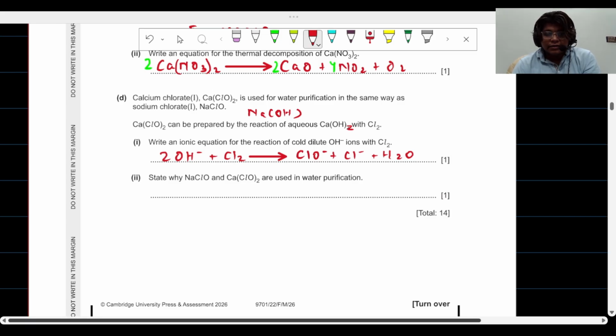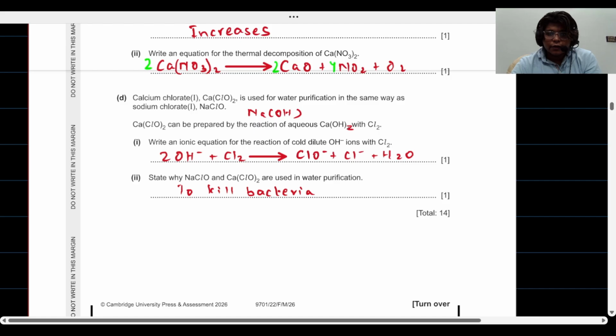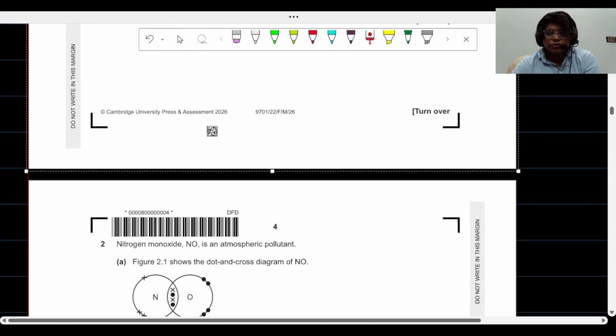All right. Then state why NaClO and Ca(ClO)2 are used in water purification, to kill bacteria or to kill microbes, right? You can write either. So now we are done with question 1. Let's move on to question number 2.